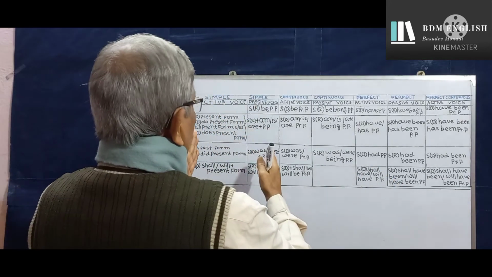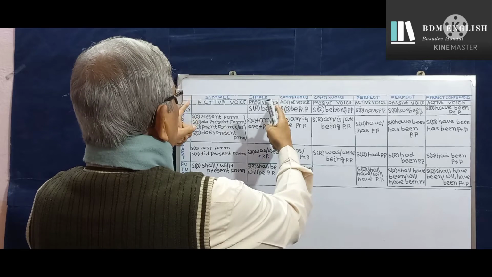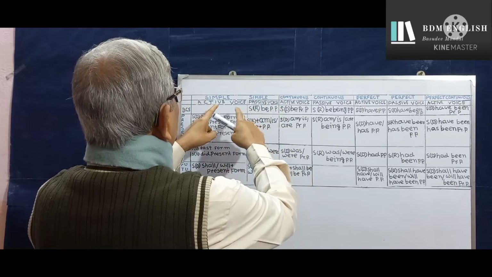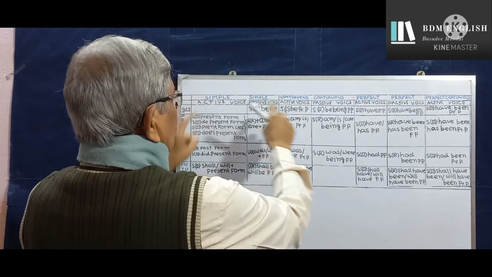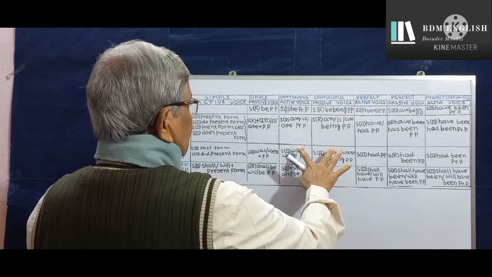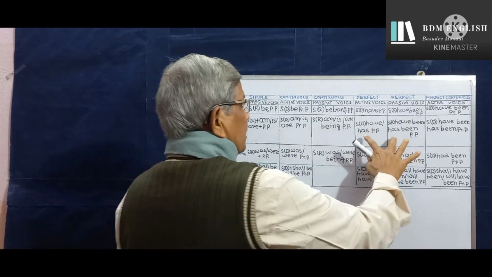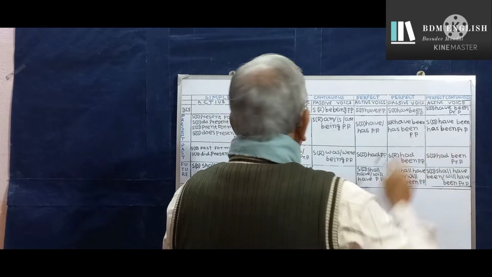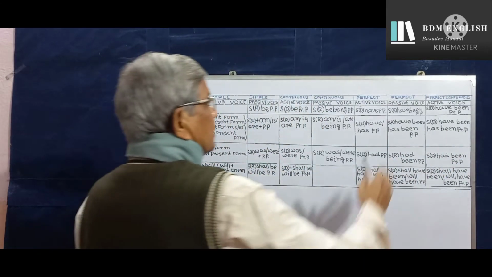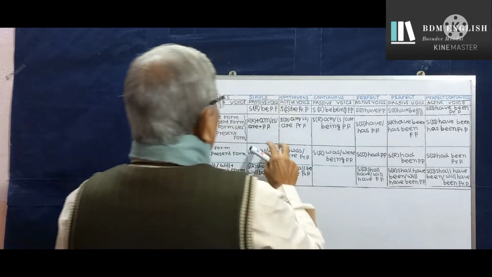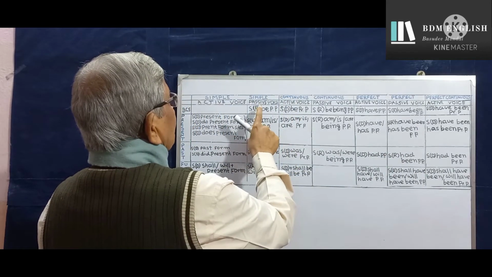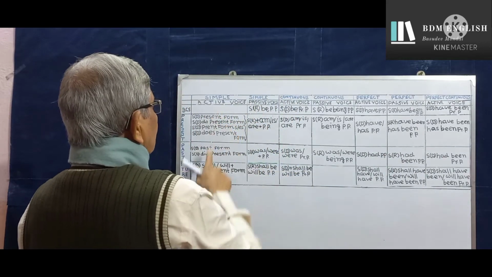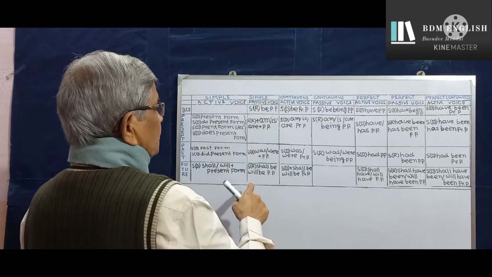And in these columns, the two columns are meant for the simple aspect. These two are for the continuous aspect. These two for the perfect aspect, and this one for the perfect continuous aspect. And in each aspect except the perfect continuous, we have got the active voice forms and the passive voice forms.